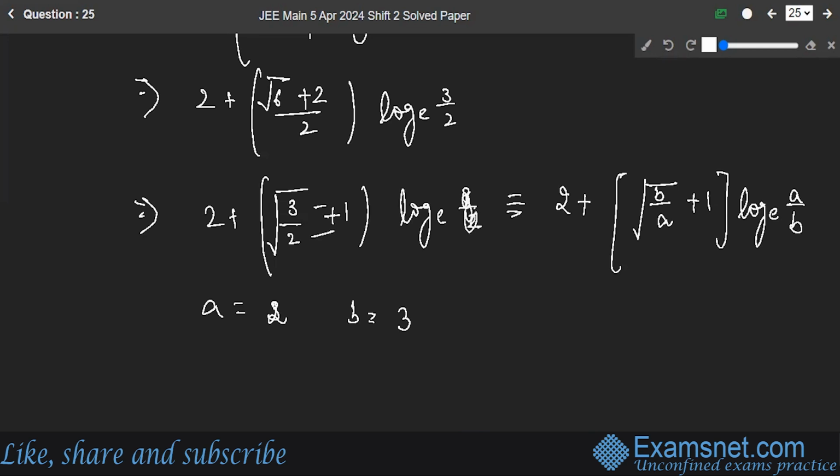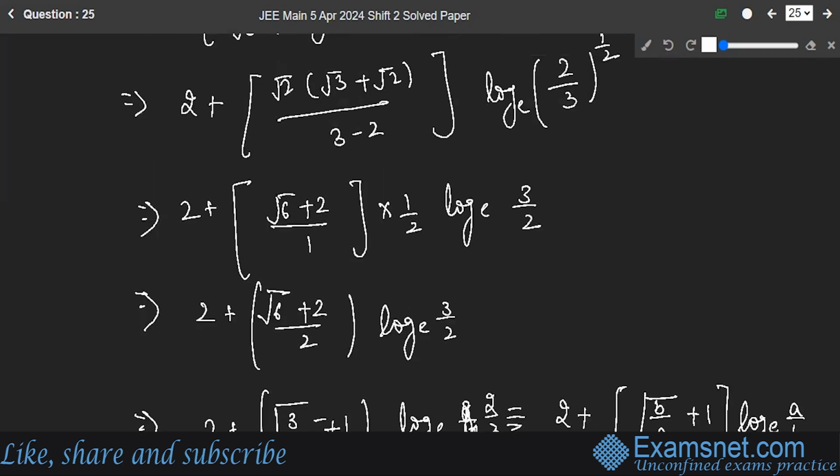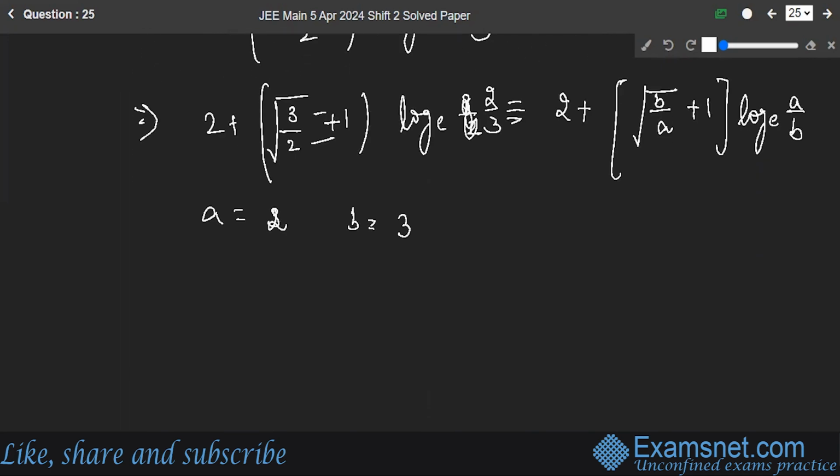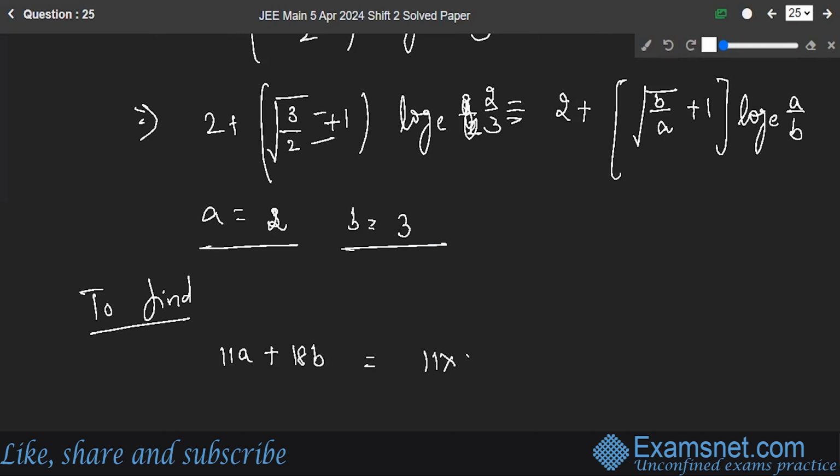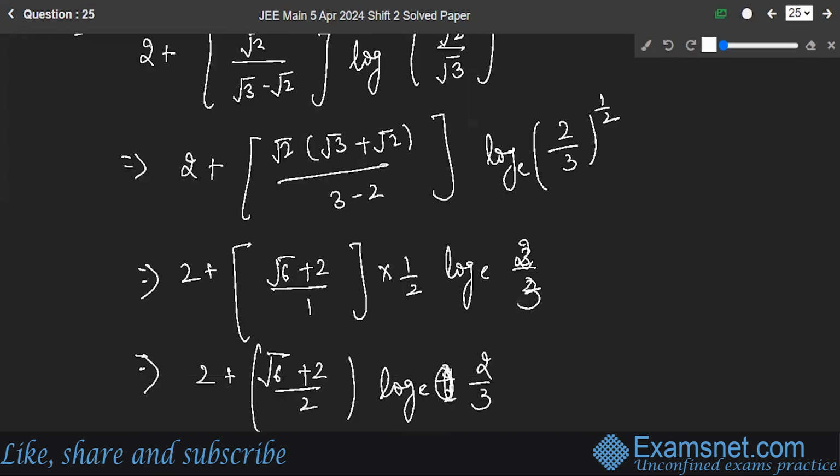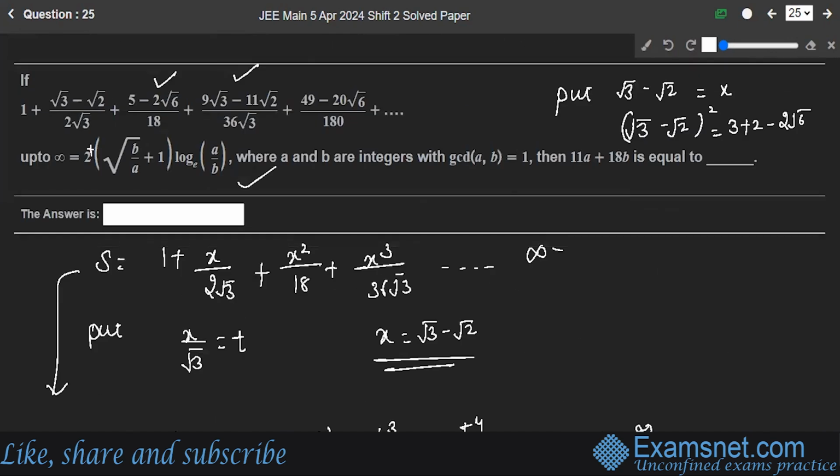Here it is supposed to be 2 by 3. I have just shifted it. This was 2 by 3. Okay. So, yes, A comes out to be 2 and B is equal to 3. You have to find 11A plus 18B. So this plus this will give me 76. So 76 is the right answer to the question. Hope you got that. Let's move to the next question.